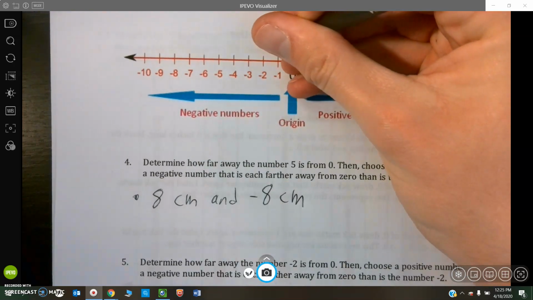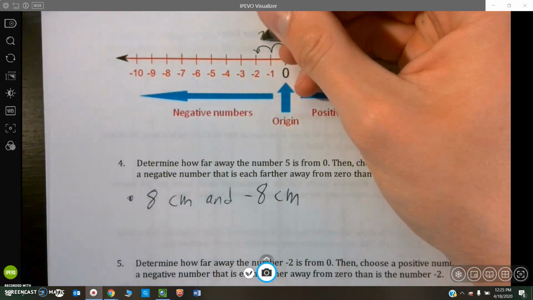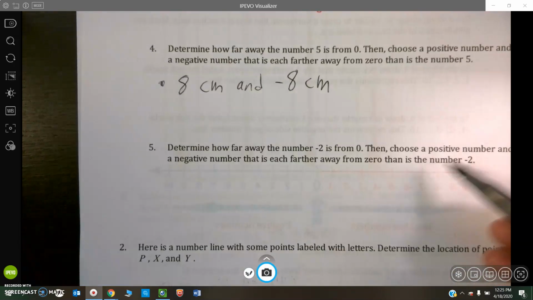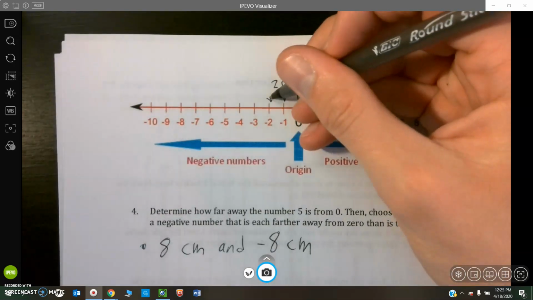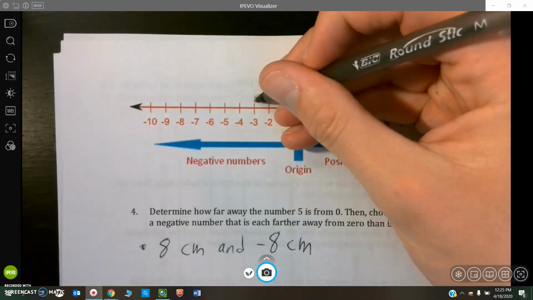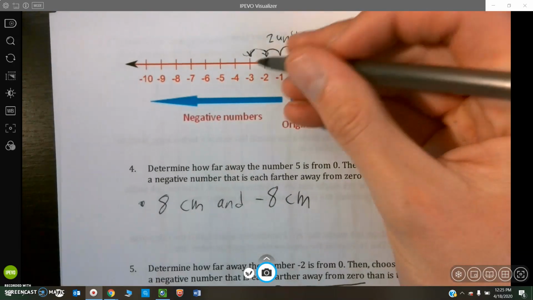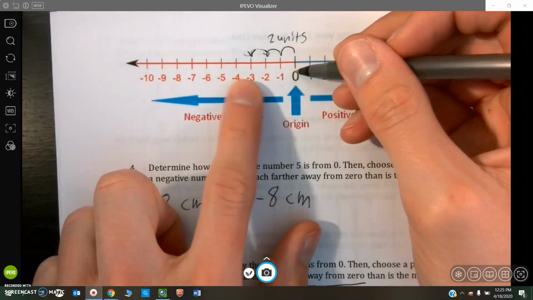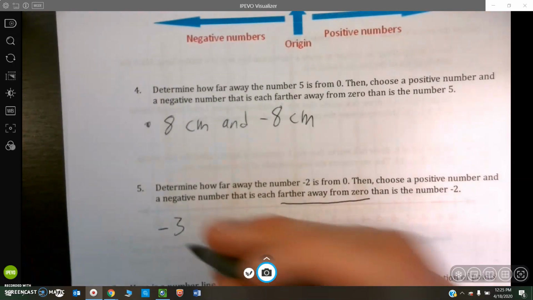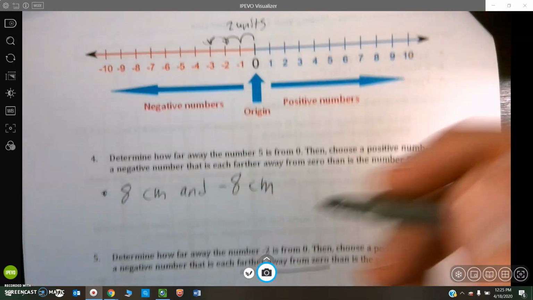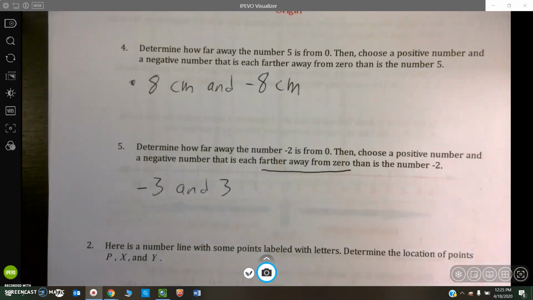This is 2 units away from 0. So a number that is farther away from 0, well, how about a number that is 3 units from 0? Like -3. That's farther. -3, as we can tell, is definitely farther away from 0 than -2. So -3 and +3 are both farther away from 0.